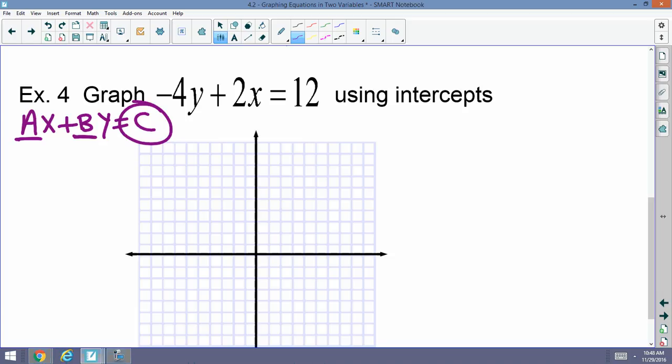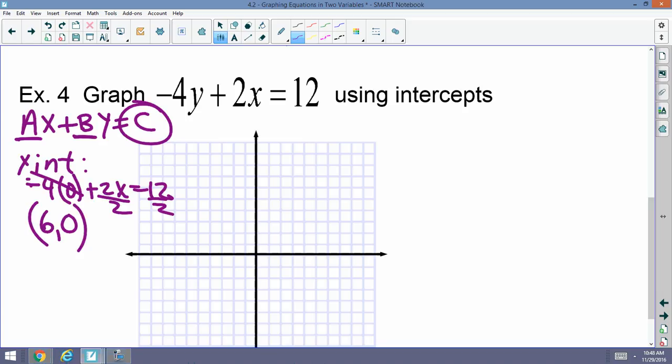So are negative 4 and 2, are those factors of 12? Yeah. So watch how easy this is. Let's find the x-intercept. So the x-intercept, I make y 0 and solve for x. So this is going to be negative 4 times 0 plus 2x equals 12. So divide by 2. So 6 comma 0 is my x-intercept. 1, 2, 3, 4, 5, 6. That's my x-intercept.